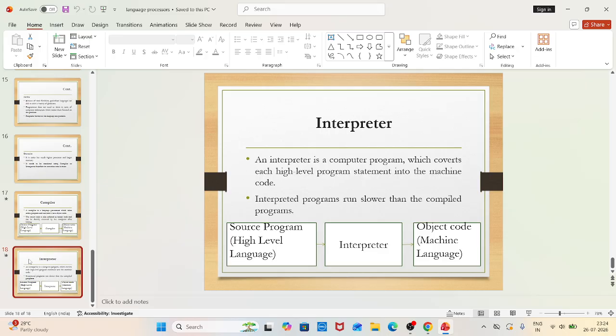Interpreter. An interpreter is a computer program which converts each high-level program statement into the machine code. Interpreted programs run slower than the compiled program.